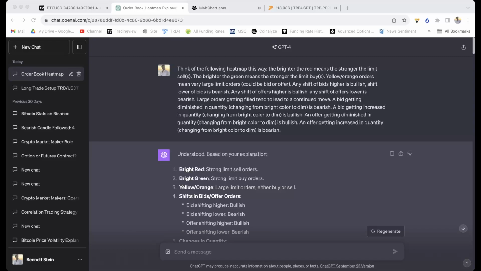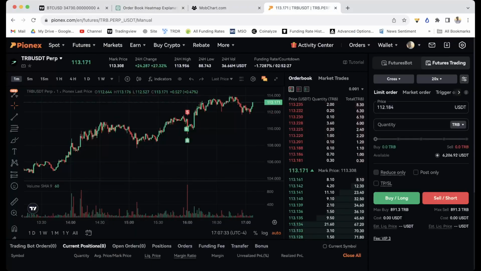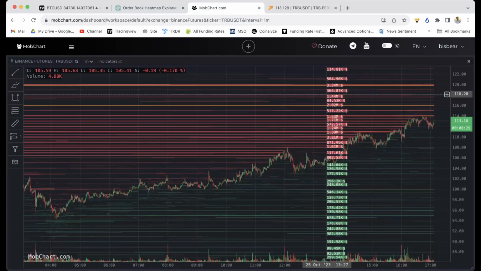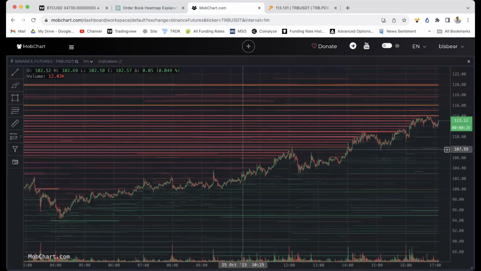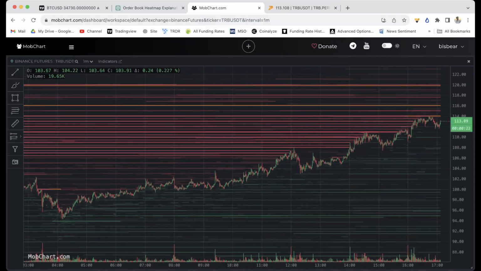Okay, so at first I'm going to assume that you have found a coin and you want to put that coin into mobchart.com into the chart. This is a free charting site for order flow. You put in that coin that you like. For me, it's going to be TRB.